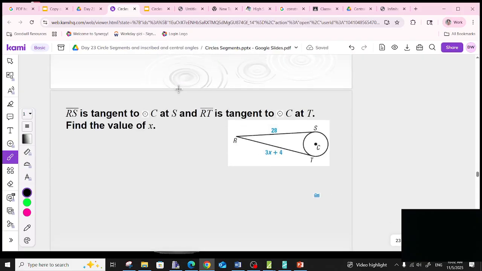So how would I solve this if I want to find x? Of course, to solve this, I would subtract 4. I get 24 is equal to 3x. I divide by 3. X is equal to 8.